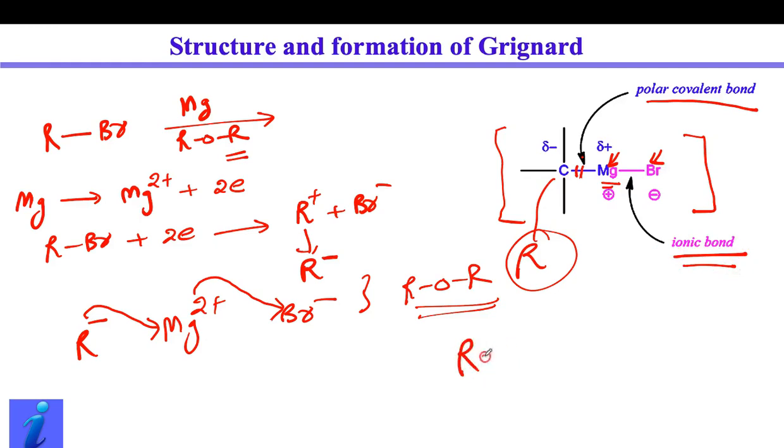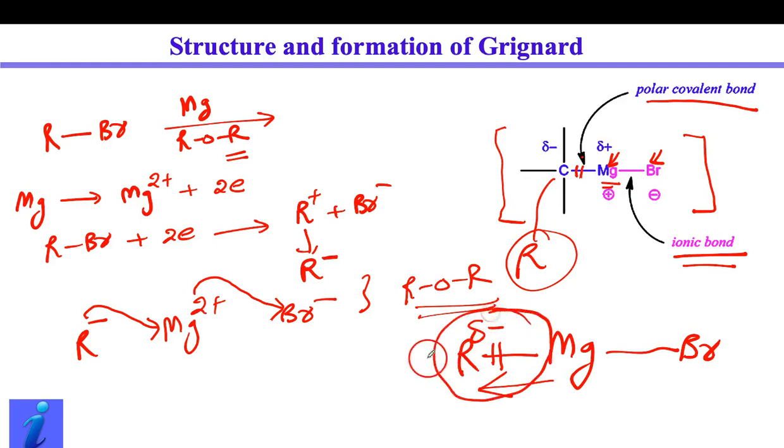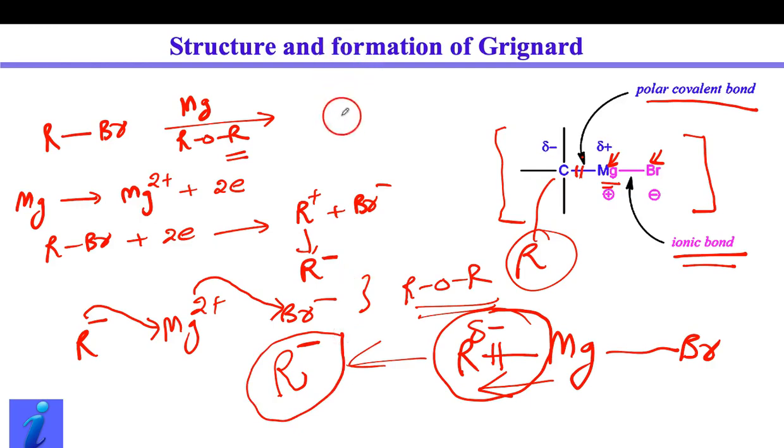In Grignard reagent RMgBr, this is polar covalent and electrons are towards carbon. That means it is a very good source of nucleophile, which is R-. So Grignard can give you R-, which is a very good nucleophile. So why is Grignard so popular? The reason is RMgBr is a good source of R-, which acts as a very good nucleophile.